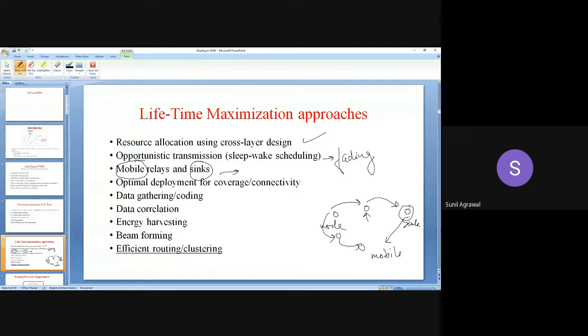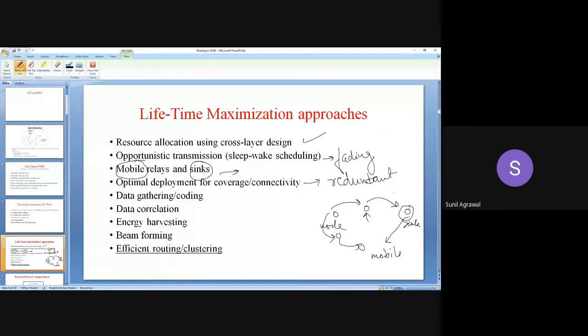Another is optimal deployment for coverage and connectivity, right? That means to cover a particular area, more number of nodes can be deployed, but what can happen? Redundant nodes may be there. That means a few nodes may be covering a given target area. So the same area is being covered by more number of nodes, redundancy would be there.